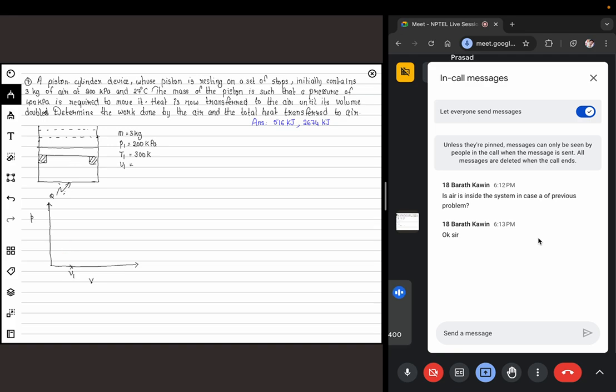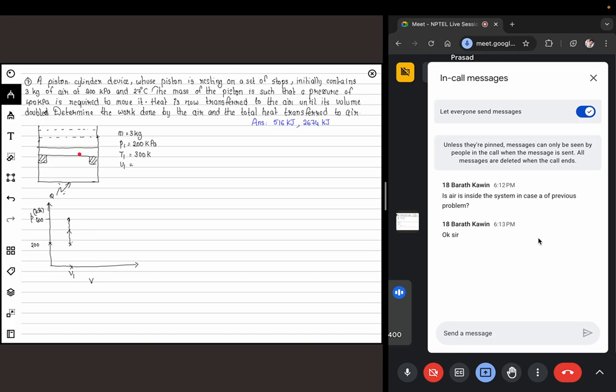Initially you are at some particular pressure. The pressure is given to be around 200 kilopascals. Let's say this is in kilopascals, and then it will expand up until 400 kilopascals. So you are starting from an initial volume V1, and then you will go till 400 kilopascals. Till you reach this particular point, it is a constant volume process.